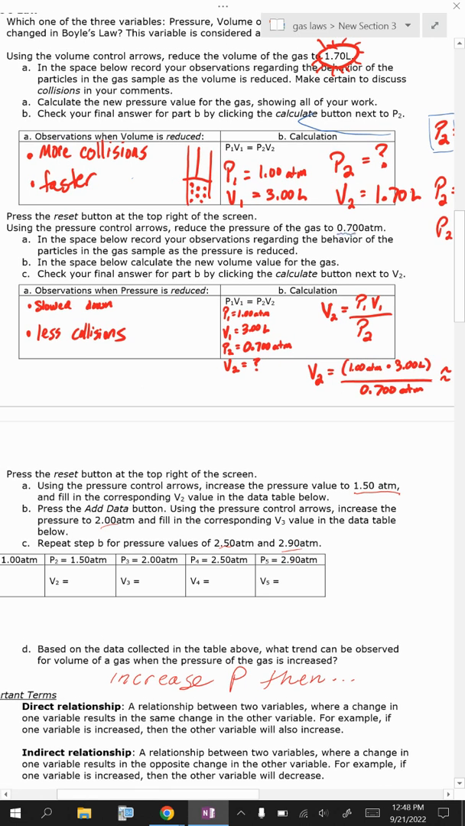We did another experiment where we changed the pressure. We lowered the pressure to 0.7. All right, that slowed down our gas particles. That gave us less collisions. So my initial pressure was 1 ATM. Initial volume was 3 liters. My new pressure is 0.700 atmospheres. I just don't know my second volume or my final volume.